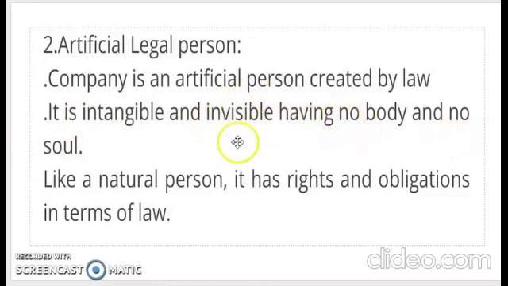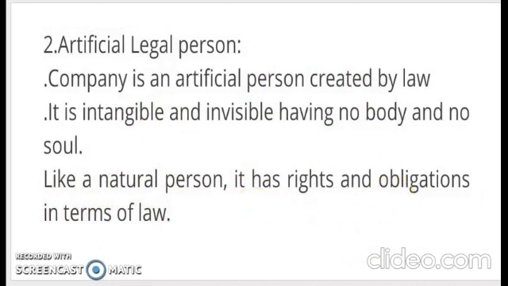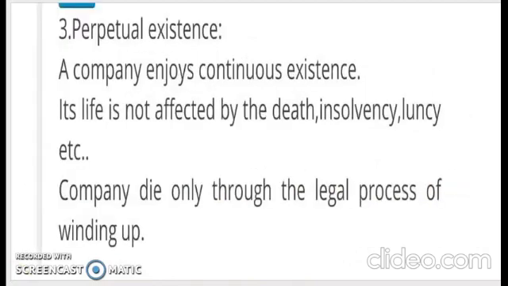ऐसा कुछ ह्यूमन बीइंग की तरह नहीं होता, क्योंकि उसको लॉ ने बनाया होता है, तो वो एक ऐसे ह्यूमन बीइंग की तरह नहीं होता, बट इट इज हैविंग सम लीगल एंटिटी like a natural person. It has the rights and obligations in terms of law. ठीक है ना, टर्म्स ऑफ लॉ में उसके कुछ अपने राइट्स होते हैं, कुछ अपने उसके ऑब्लिगेशंस होते हैं। नेक्स्ट फीचर विल बी, we have perpetual existence.